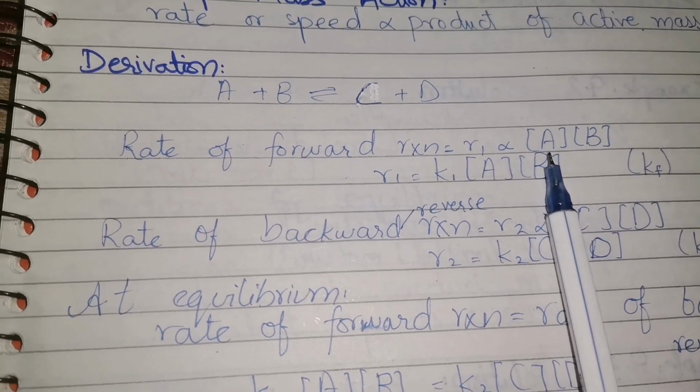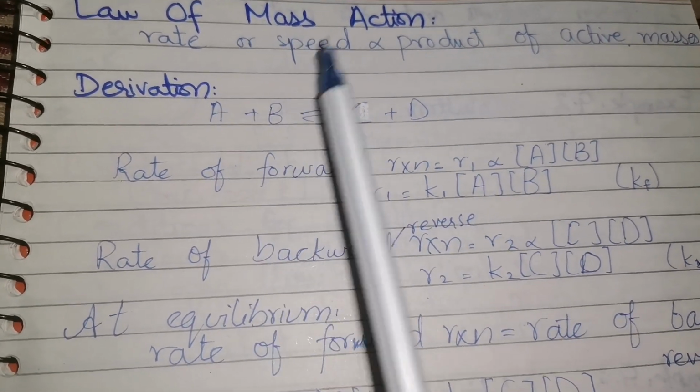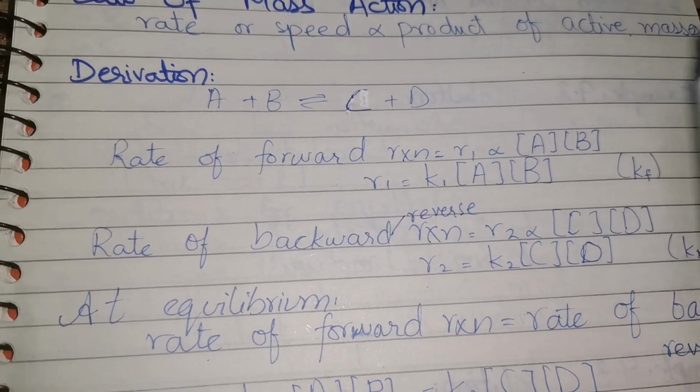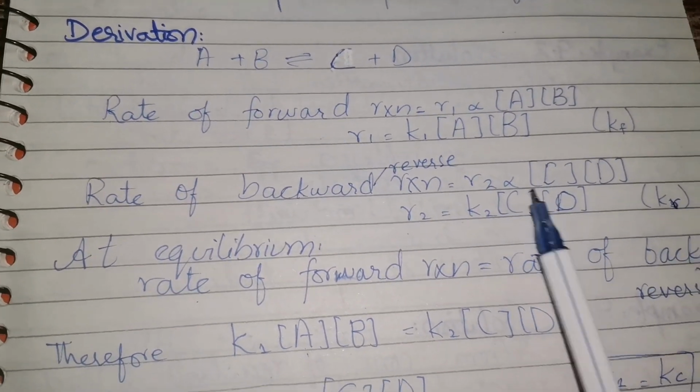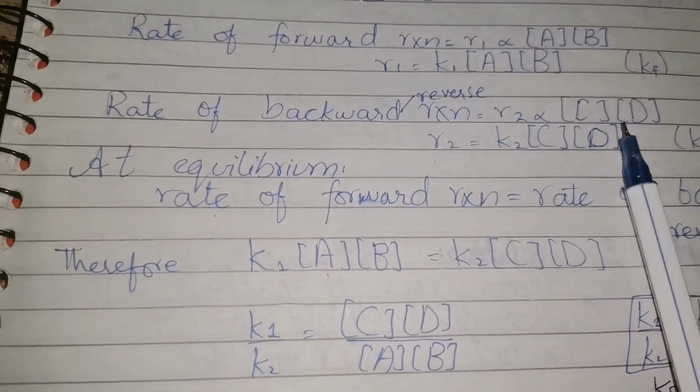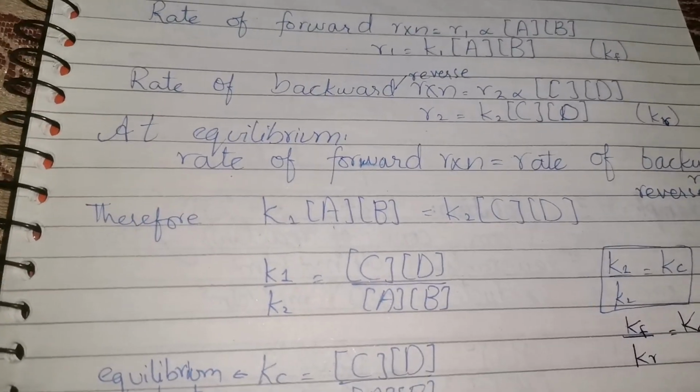It is the reactant. So rate or speed is directly proportional to the product of active masses. Directly proportional to the product of active masses. Now, I hope you understood this point.